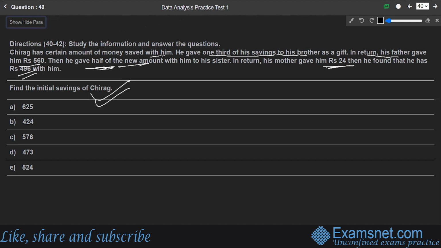Now, what we can do is simply find out the initial saving. Let us assume that the initial saving of Chirag is X. The initial saving of Chirag we are assuming as X. Now, the first thing that he has done is he gave one third of his saving to his brother as a gift. So one third has been given by him.